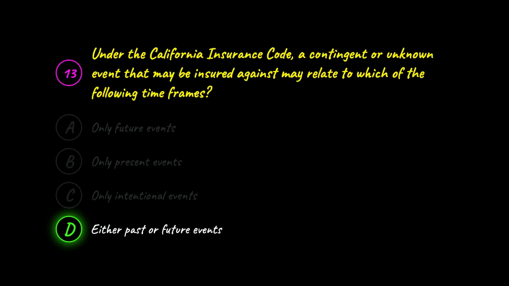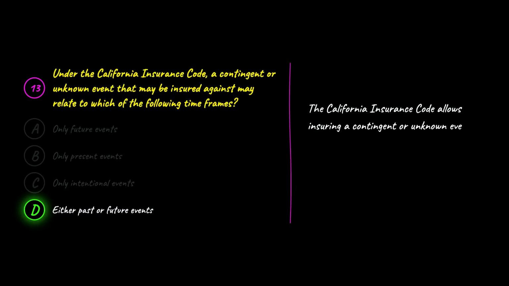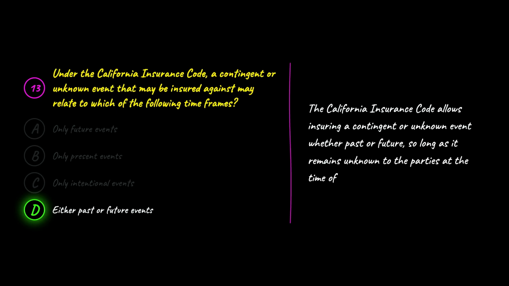The correct answer is D. Either past or future events. D is correct because the California Insurance Code allows insuring a contingent or unknown event, whether past or future, so long as it remains unknown to the parties at the time of contracting.